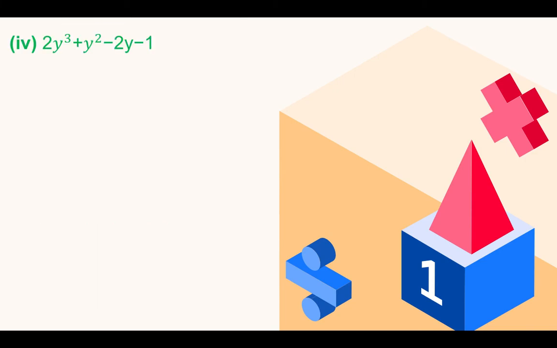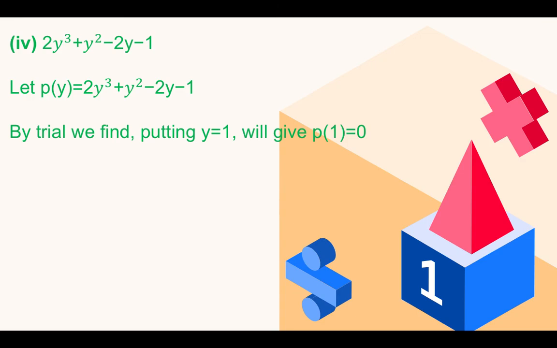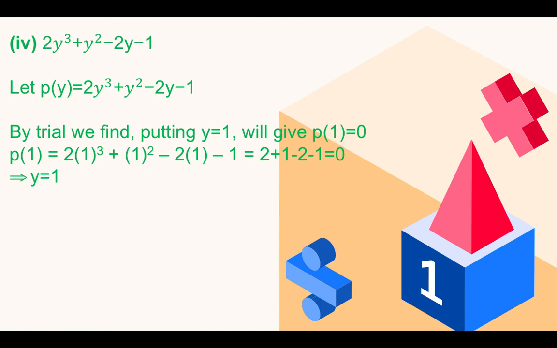Now the fourth part, the last part of this exercise and this chapter 2: 2y cube plus y square minus 2y minus 1. So let the polynomial be p of y, because this is in terms of y. This time we will not write p of x. Now what is the constant term? Constant term is 1. So I will put the value by the hit and trial method again. What will I get? P of 1, because y is equal to 1 I am substituting. P of 1 is equal to 0.